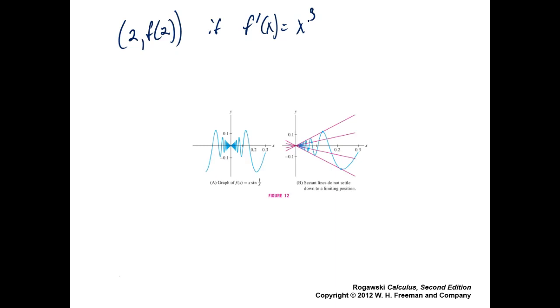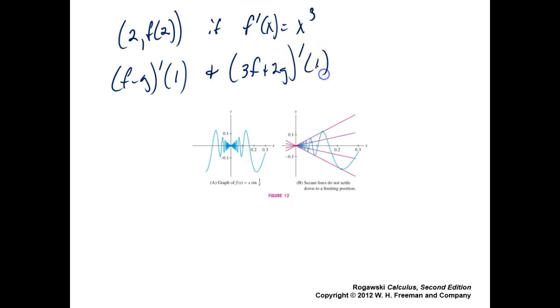Number 2. Evaluate f minus g prime at 1 and 3f plus 2g prime at 1, assuming that f prime of 1 and g prime of 1 is equal to 5. Okay?